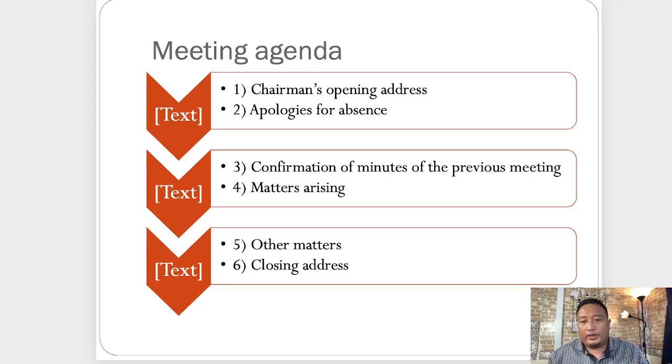When you are doing the meeting, the first is the chairman giving the opening address. The second is apologies for absence. The third is the chairman will ask anyone to propose to confirm the minutes of meeting of the previous meeting. Macam tu. Kalau tak ada confirmation, meeting tak boleh berjalan. Alright? The next one is the matters arising. And then after that, other matters. And then after that, number 6, closing.